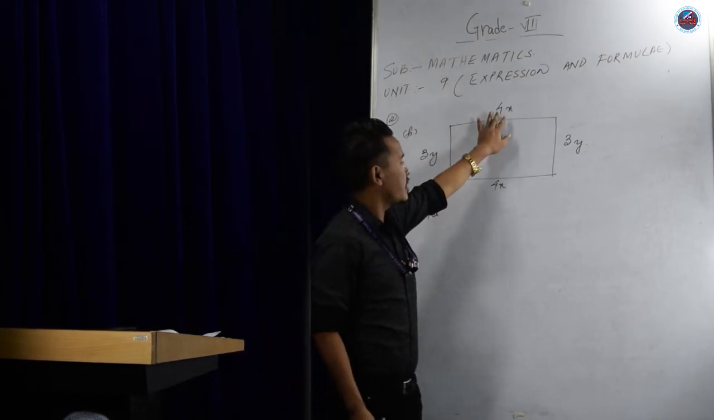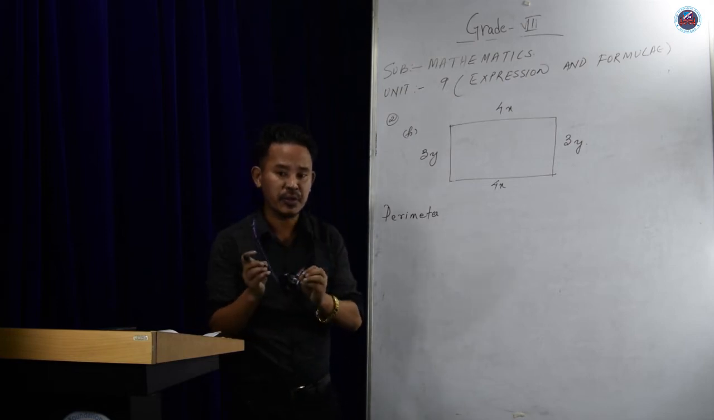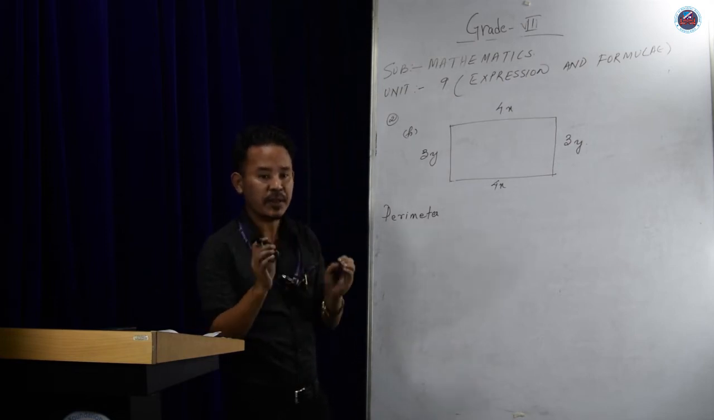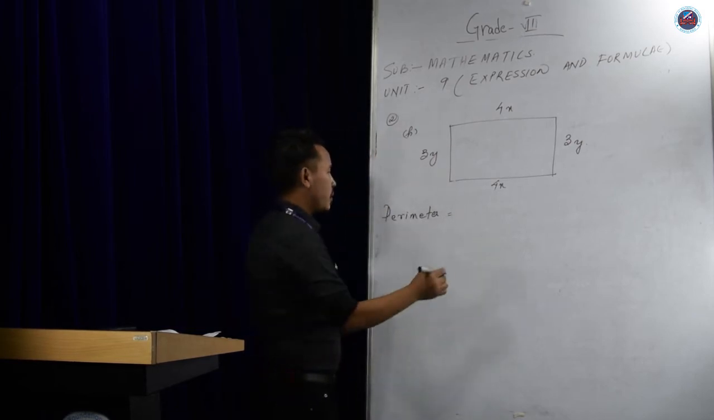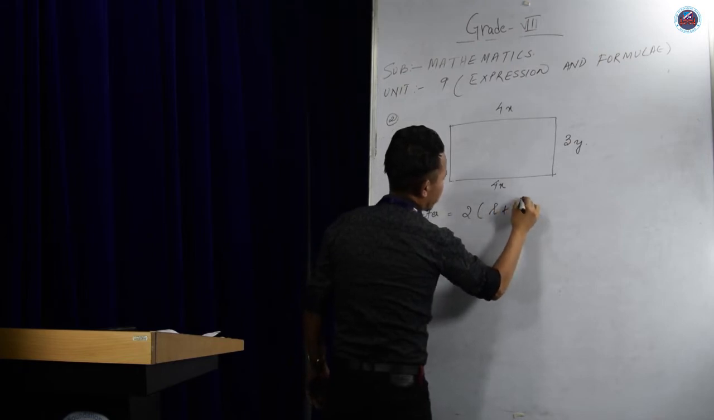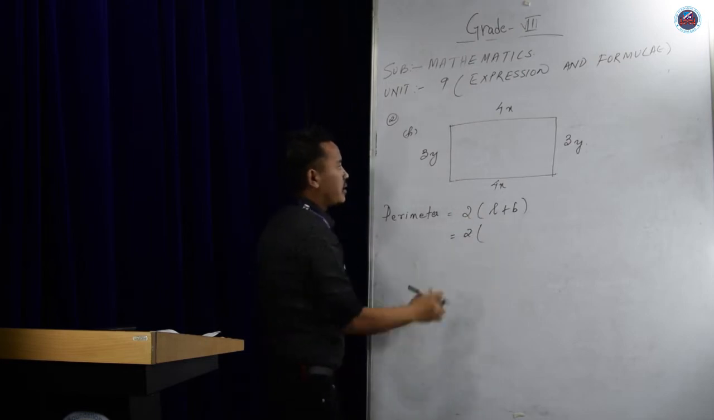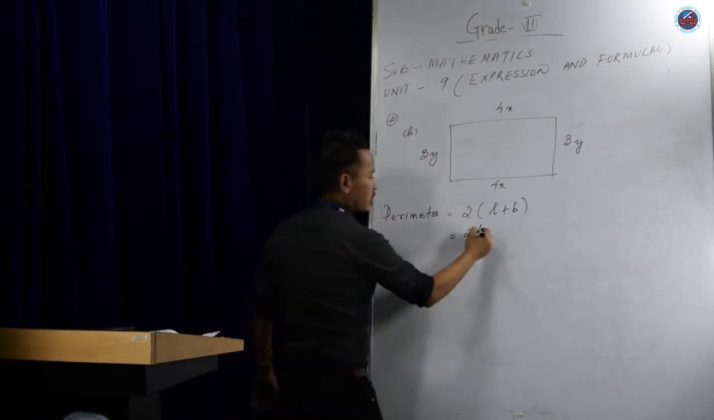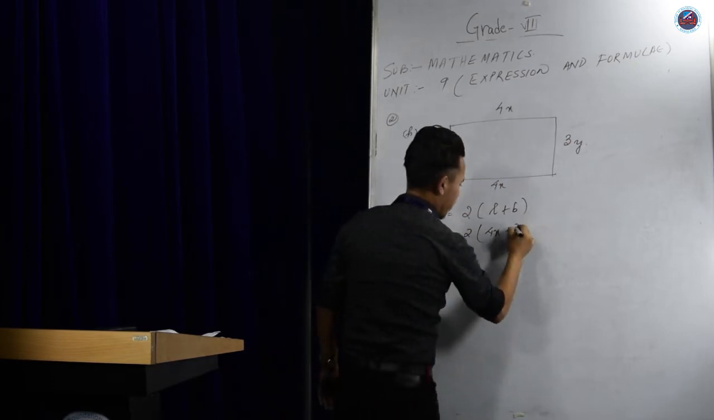Now, we have the length here as 4x, and then we have the breadth here as 3y. So we are asked to construct an algebraic expression using that. So perimeter, since we all know the formula, perimeter of rectangle is 2 bracket L plus B. What is the length here? Length is denoted by 4x. We have the value of length as 4x, and then the value of B, breadth as 3y.